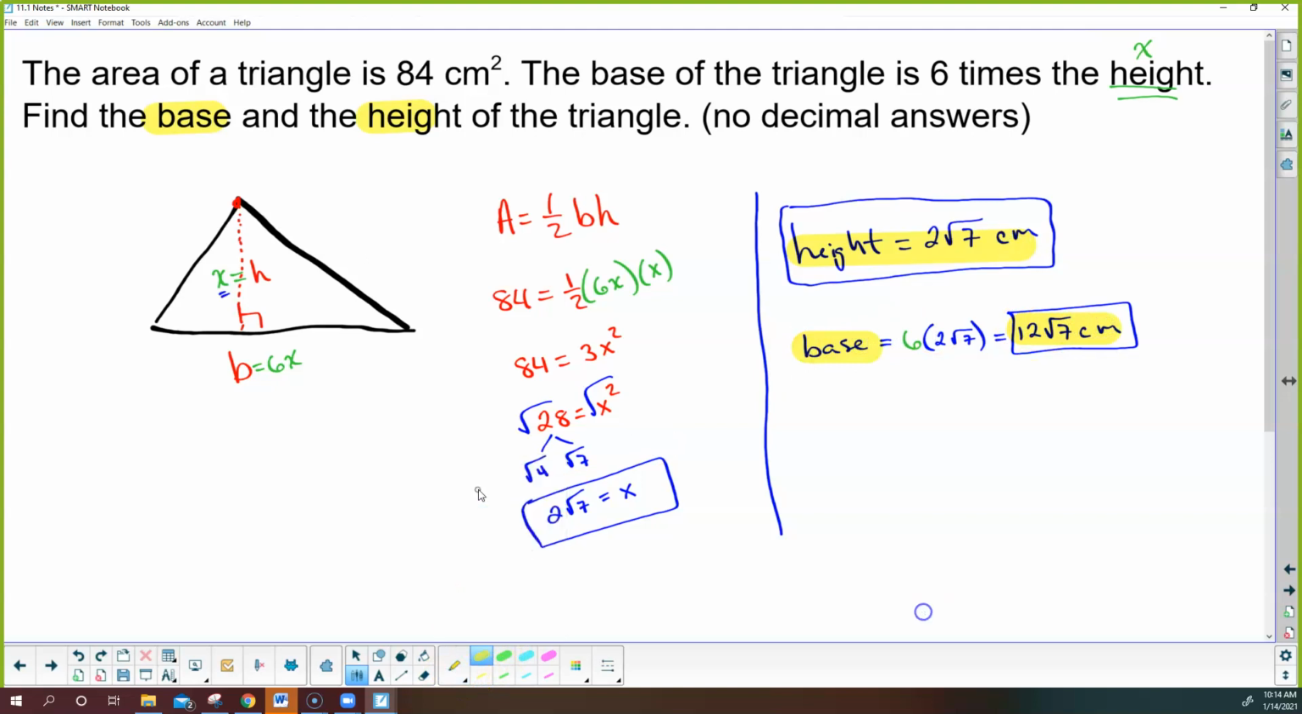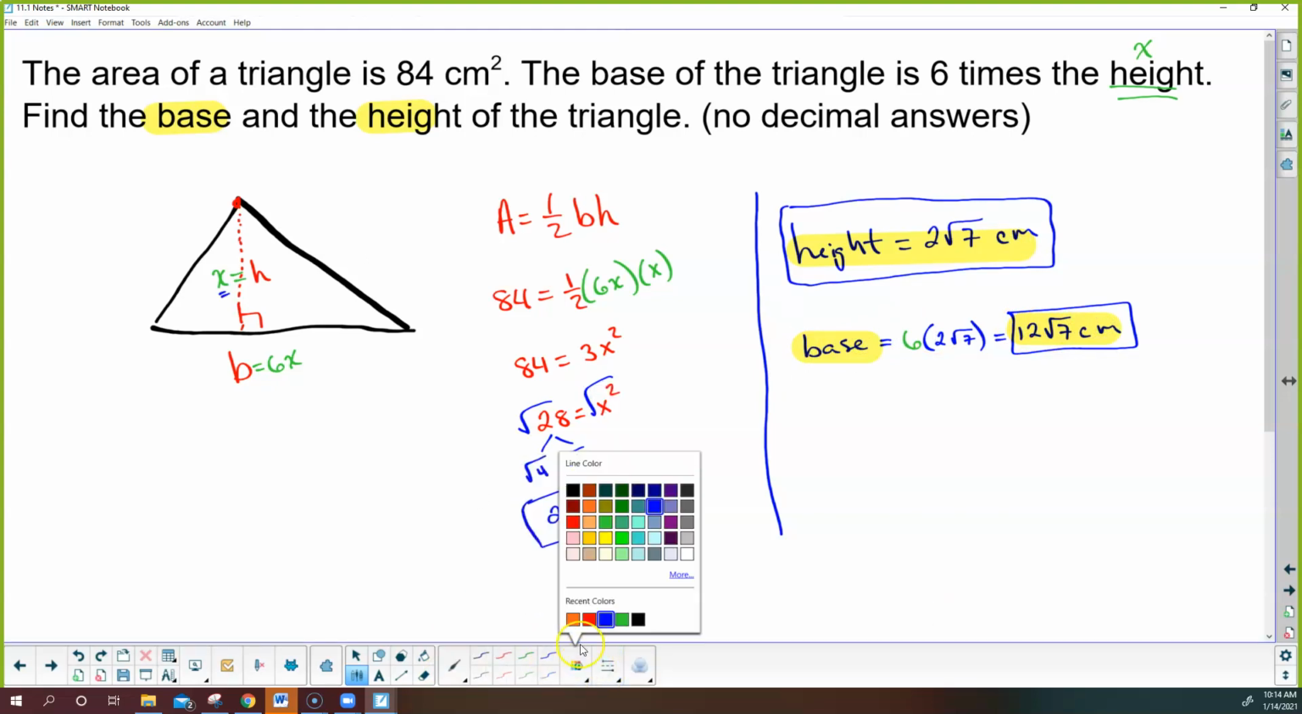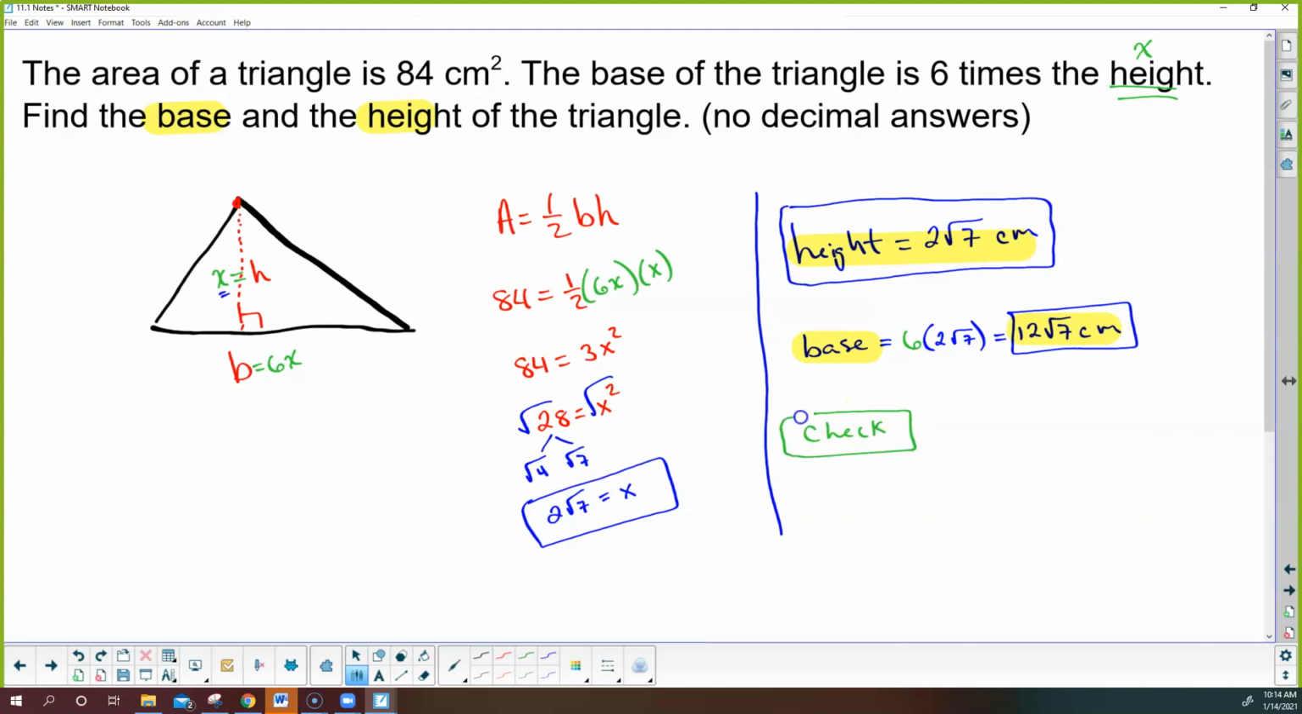Okay. Now, let's say that this was a test question and you were semi-confident in it, but you just wanted to make sure. I could check my answer. And this is just a good review of multiplying. So what if I did the base times the height? So if I took the base of 12 square roots of 7 times the height of 2 square roots of 7 times 1/2. Well, here's kind of how my brain works. I'm going to multiply 1/2 by 12.